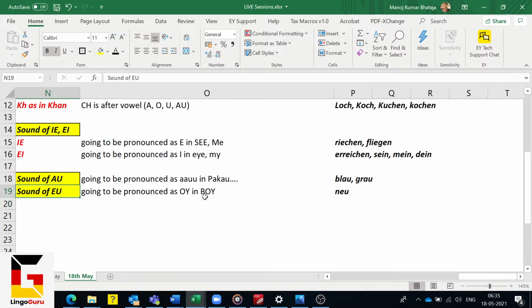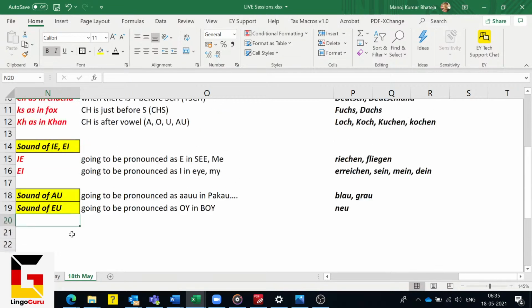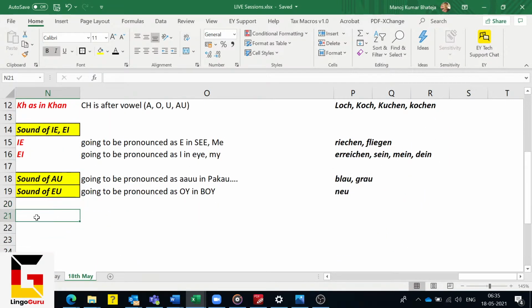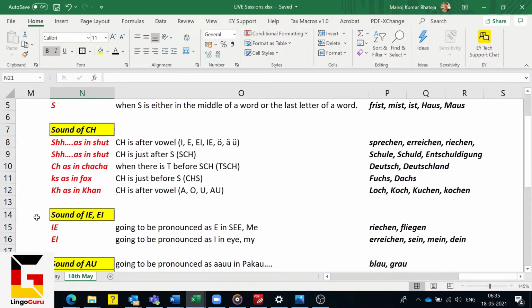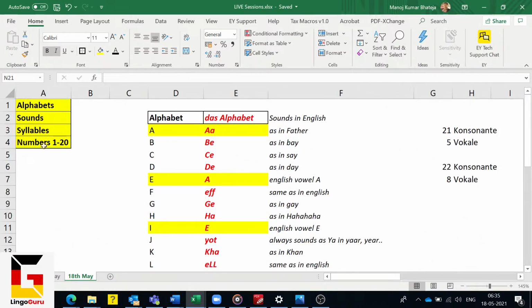Sound of EU, as in oi in boy. So you may open any particular word and just try to pronounce it. Observe this combination and practice the sounds. Right. So these are a few tips for you to pronounce words effectively. This was our first part.